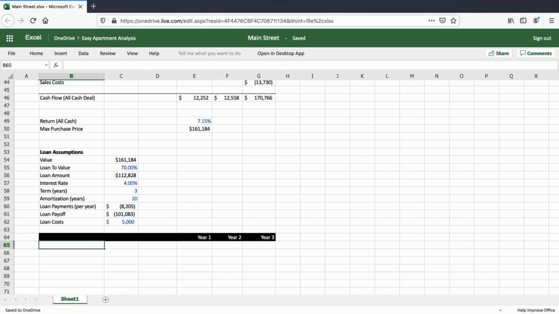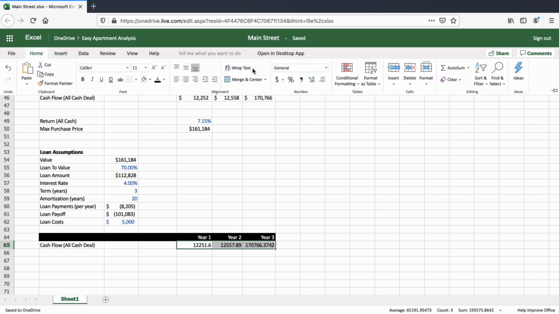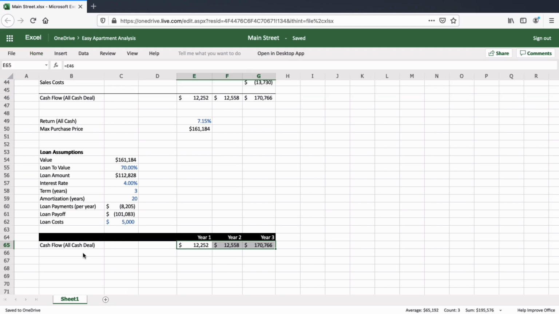Right here, we want to put the cash flow from an all-cash deal. That's the money we know the investment's going to produce. And as you can see, I'm copying that formula across and turning this into dollar signs, and removing decimal places. From this cash flow generated at the property, we want to subtract out our loan payments.